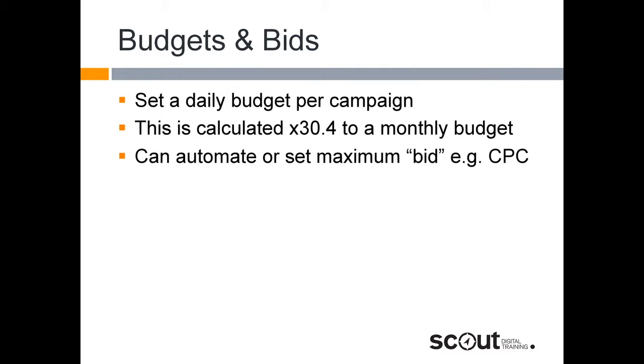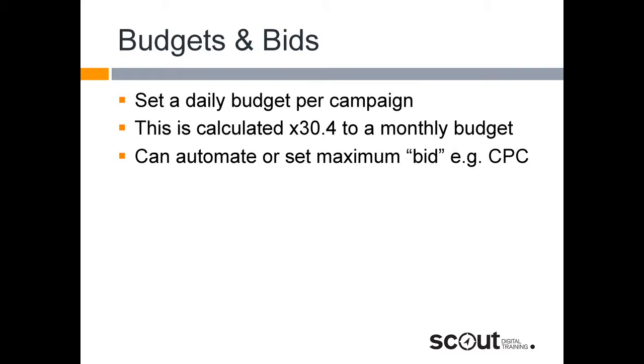And in regards to your budgets and bids, we'll chat about this a little bit more in the campaign settings. Your campaign will have a daily budget, so you have to choose how much you want to spend per day on your campaign. This is then calculated by Google Ads into a monthly budget. They use an average of 30.4 days per month to calculate what the monthly budget is.